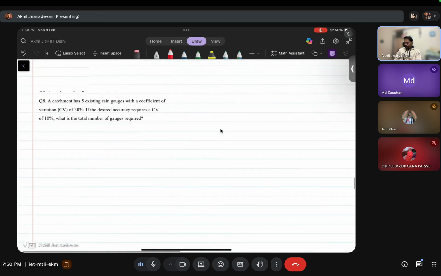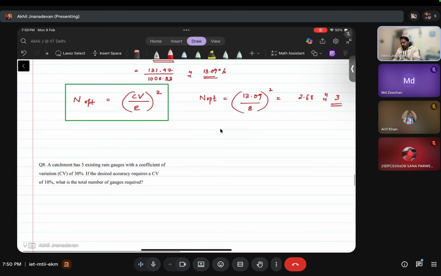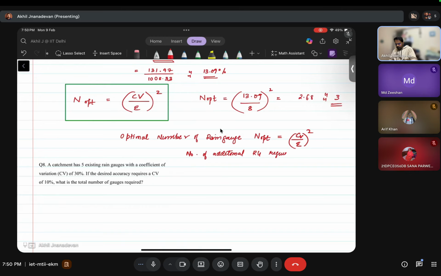The optimal number of rain gauges is given by this particular equation: optimal number of rain gauges N equals CV by error, coefficient of variation by error, the whole square. So the number of additional rain gauges required is equal to 0. Okay.